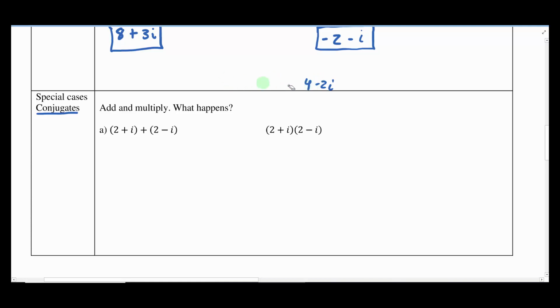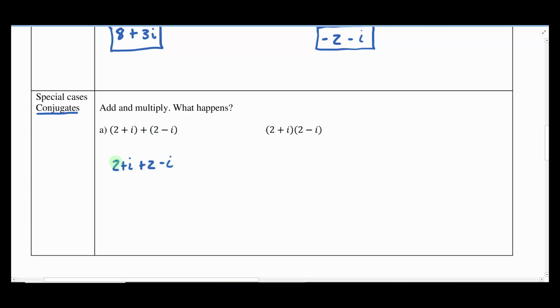Okay, so it doesn't seem like that's important, but you're going to see some things happen here because conjugates do some pretty cool things when you add and subtract them. So let's see what happens here. We have 2 plus i. Nothing's going to change if I distribute a 1, so we're going to say 2 plus i. And then over here, same thing, we're going to get plus 2 minus i.